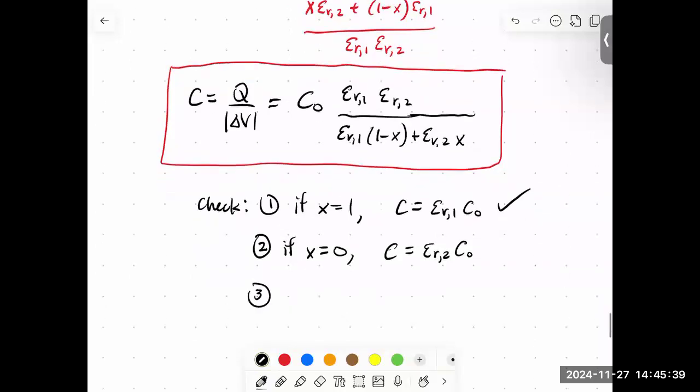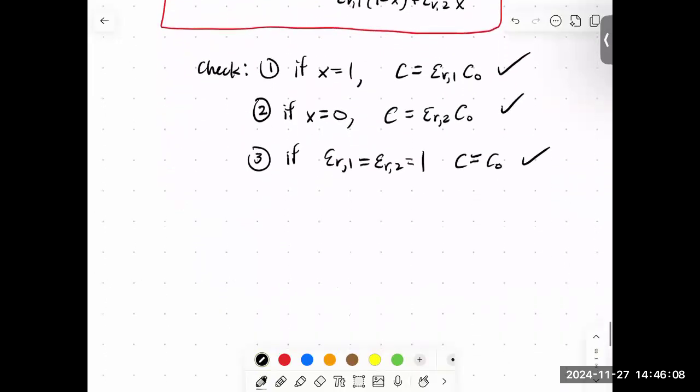And the third possibility is if we make both dielectric constants equal to 1, what happens? We're going to get 1 here and 1 here. So we'll have 1 minus x plus x. It's just 1. This is 1 and 1. We're just going to get C0. And so it's like we have no dielectric in our capacitor at all. And so all this result makes good sense.